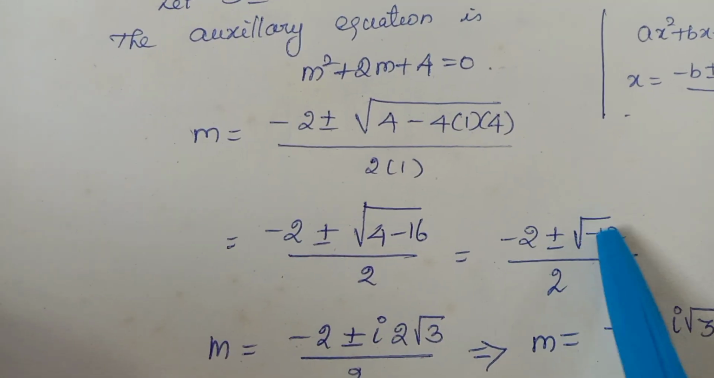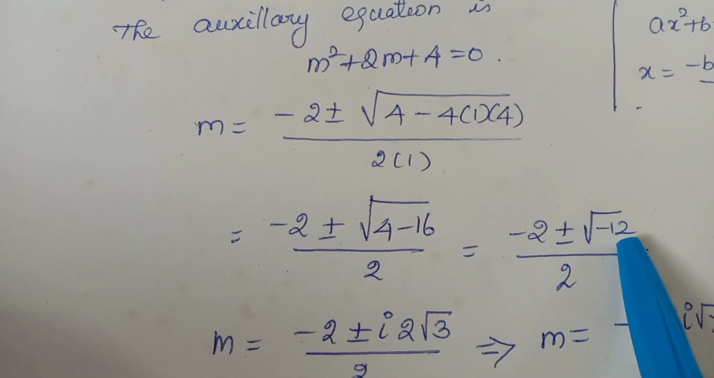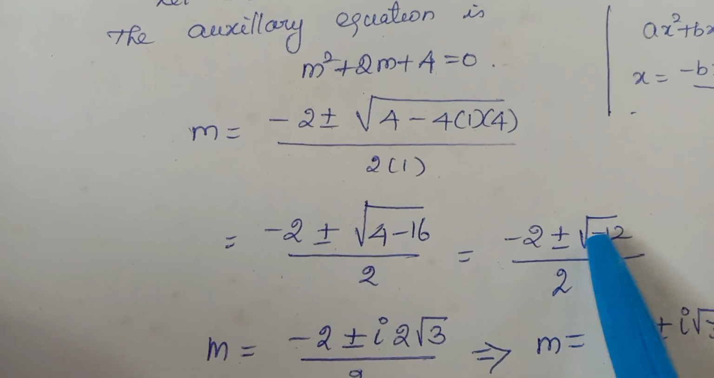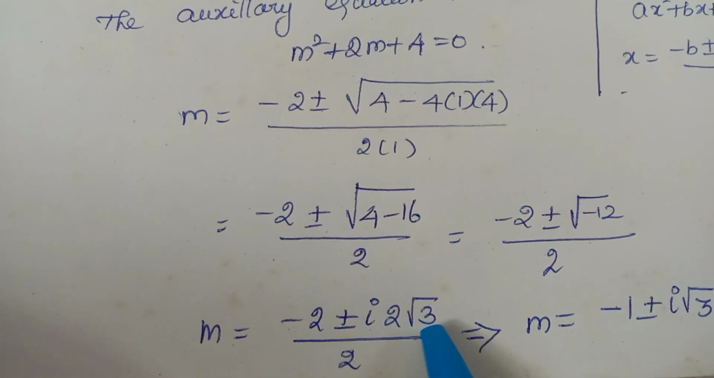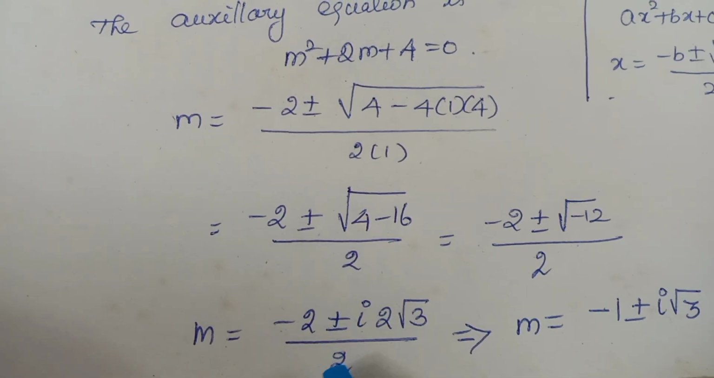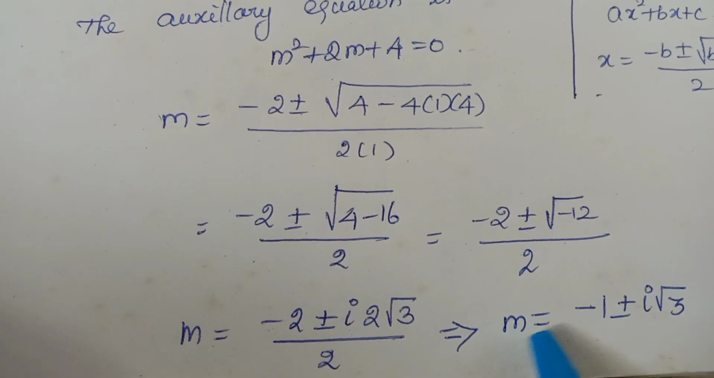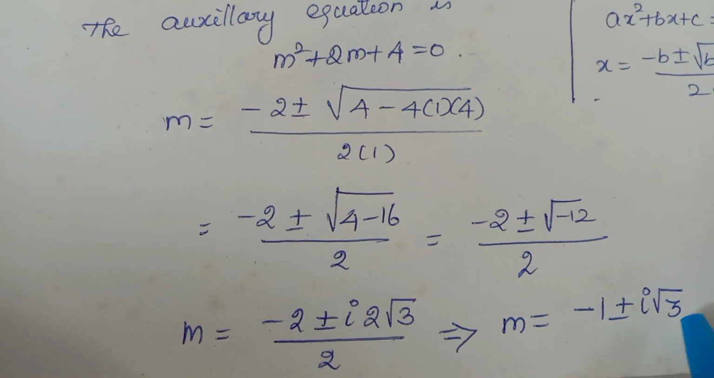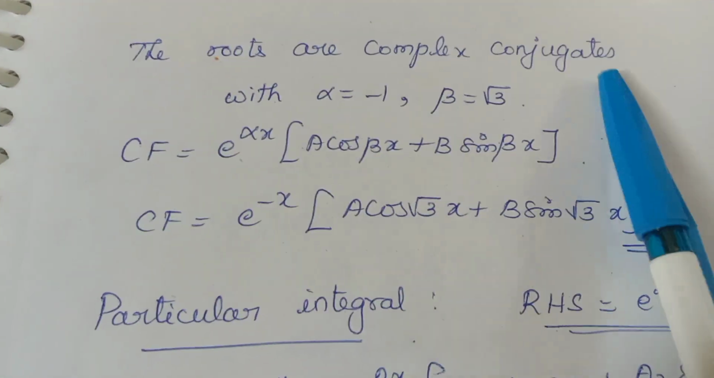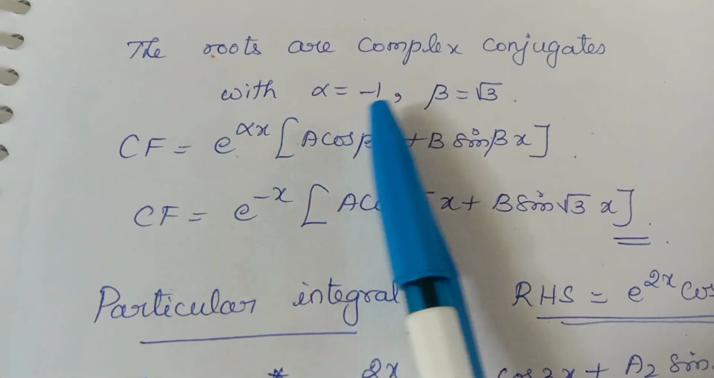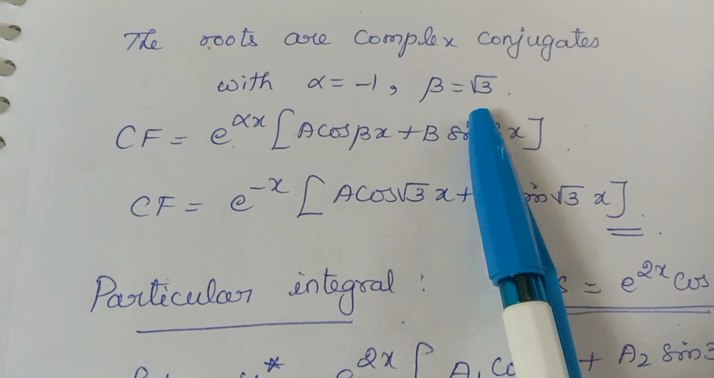So here it is root 12, no. 12 means what? 2 root 3. Since we have negative sign here, the roots are imaginary. Minus 2 plus or minus i 2 root 3 by 2. Cancel this 2. So we get the roots are minus 1 plus or minus i root 3. The roots are complex conjugates with real part equal to minus 1 and imaginary part equal to root 3.